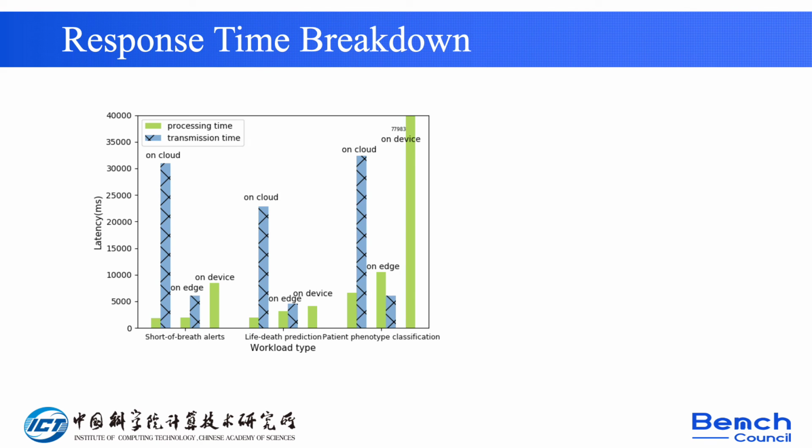Therefore, for AI workload deployment on an edge computing framework, we need to estimate the computation ability of the devices on different layers and the network condition first. Then we can decide which layer to offload the workload to by trading off between the processing time and the transmission time.